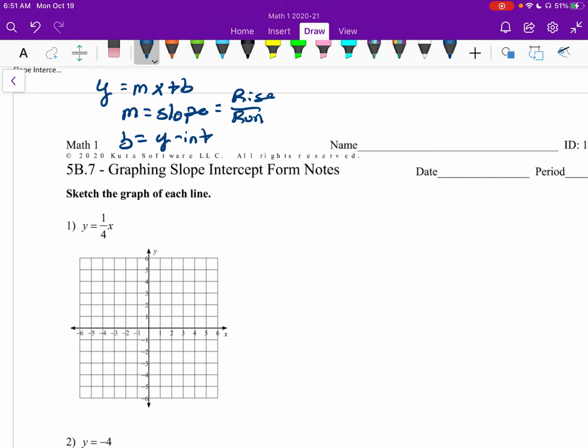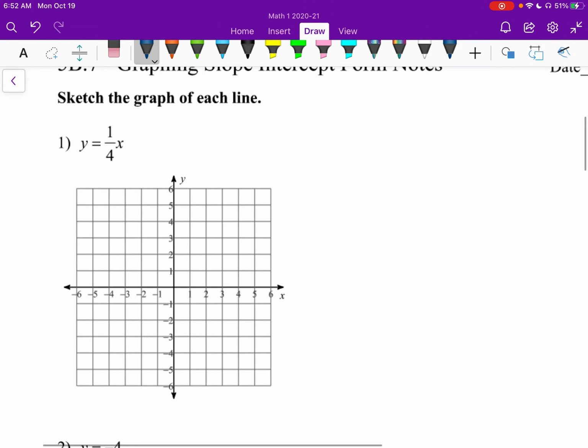A lot of the time whenever we talk about graphs, we're going to talk about rise over run with our slope. So let's start off with number 1. Now this one's kind of tricky, and in fact, all the first page of this is kind of tricky. This is y equals 1/4 x plus 0, right? You could add 0 to anything, so we're going to do that. So the slope, m, equals 1/4, and b is 0.